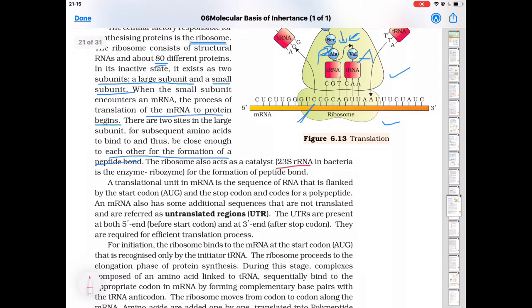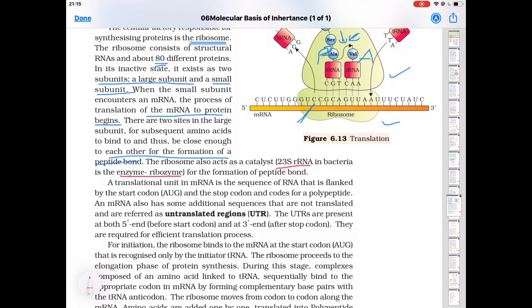But one more question can be asked, what is ribozyme? When the ribosome acts as an enzyme, it is known as ribozyme. Ribo word from ribosome, zyme means enzyme. When ribosome acts as an enzyme in bacteria, it is known as ribozyme.